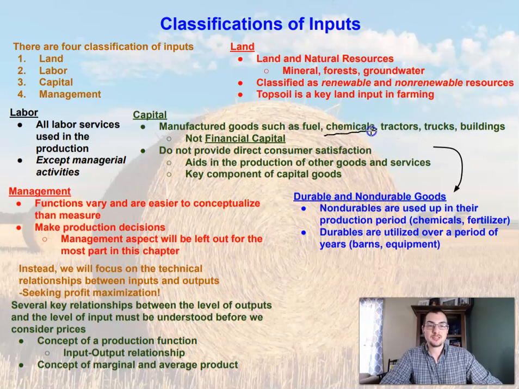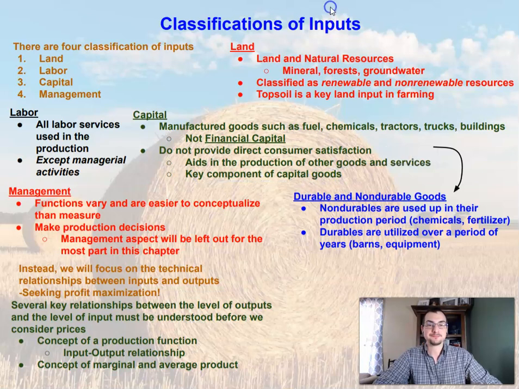Just like chemicals, the consumers aren't going to be going out and saying, "Oh, this has chemicals in it. I'm going to be happy about that. It's providing direct satisfaction." No, but those chemicals that are used, those pesticides, those herbicides that help your farm or operation become more efficient, aid in the production of other goods and services that do provide that consumer satisfaction. The aspect that it does not provide direct customer satisfaction is a key component of these capital goods.